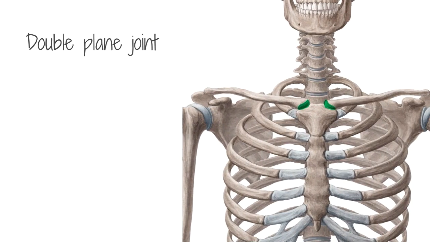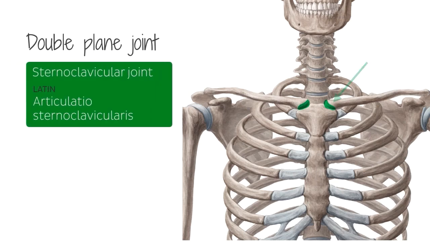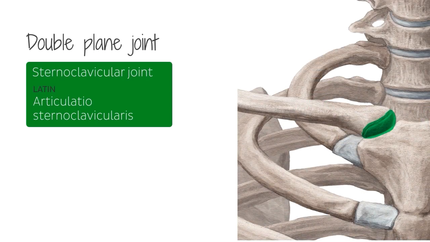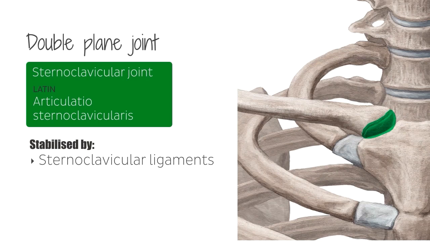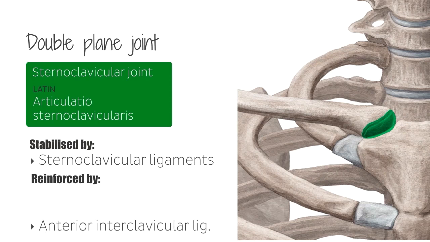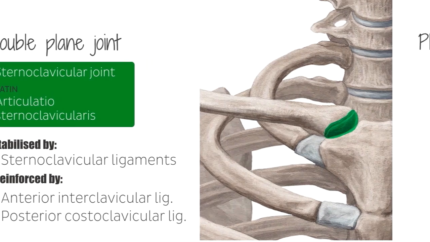The sternoclavicular joint is a joint of the shoulder girdle. This joint is formed by the sternal end of the clavicle articulating with the manubrium of the sternum at the clavicular notch of the manubrium. This joint is a double-plane synovial joint, and it is surrounded by an articular cartilage capsule. The sternoclavicular joint is an important joint because it anchors the clavicle and the sternum to the axial skeleton. This joint is stabilized on its anterior and posterior surfaces by the sternoclavicular ligaments, but it is also reinforced by 2 accessory ligaments, the anterior interclavicular ligament and the posterior costoclavicular ligament.